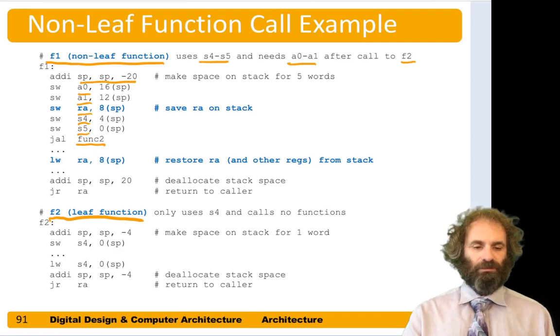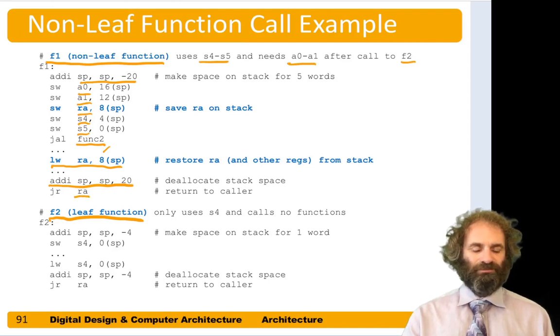We can do a bunch of other stuff in f1, including possibly messing up s4 and s5 as we're using them for internal variables. When we're all done, we need to load the return address back off of the stack, move the stack pointer back up to where it was, restore the other variables that we cared about, and jump back to the return address.